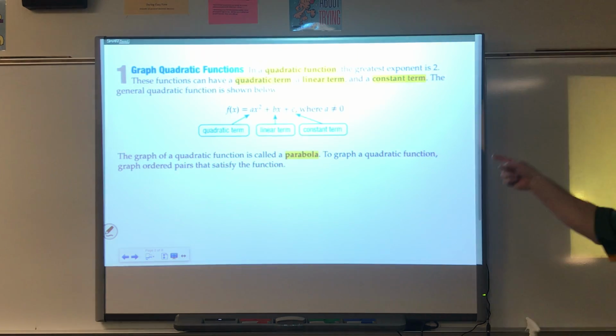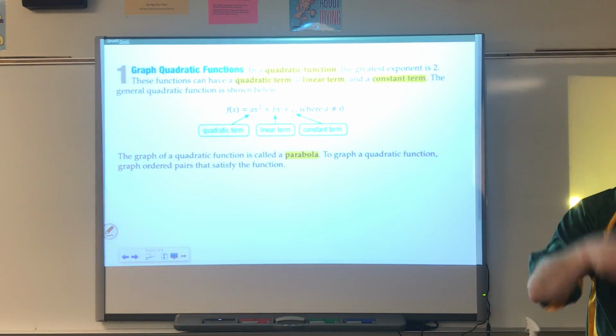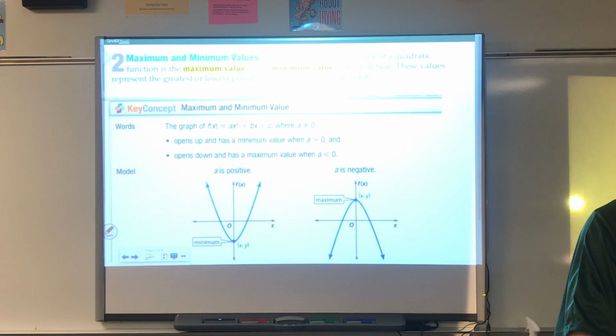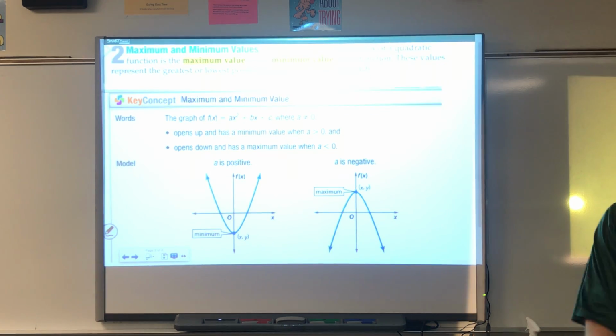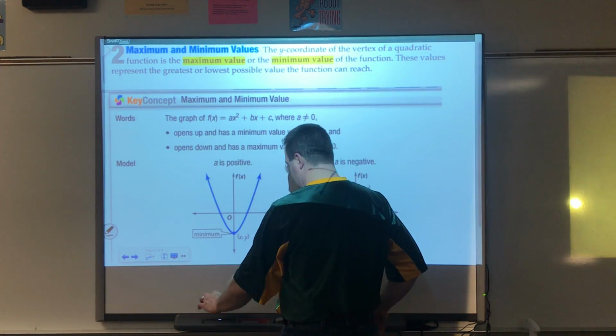Or actually, before we get to that, a couple other things. Here's the general form of a quadratic equation. Again, this page is in your book. Just wanted to show you this just in case you wanted to go back and take a look at it. It kind of defines the different parts that we did a minute ago. And this page is also in your book where it talks about the minimum and maximum values.